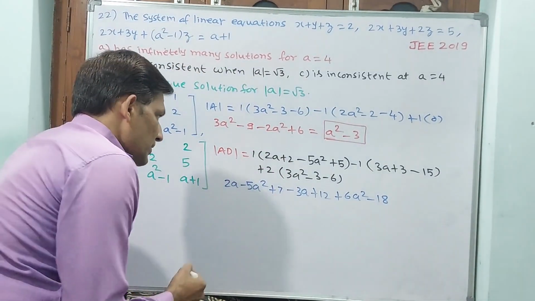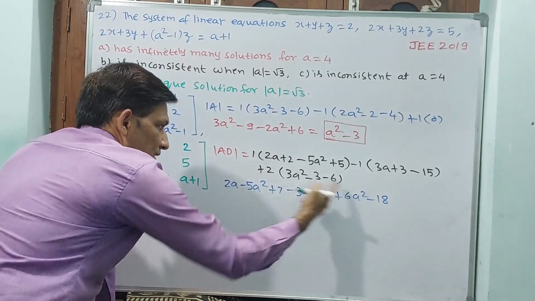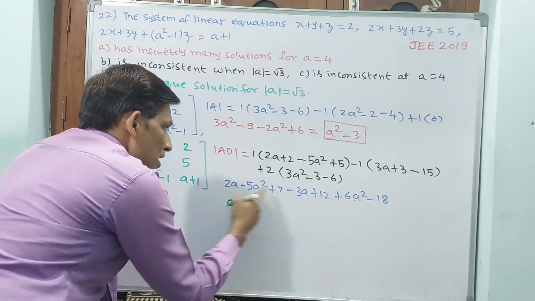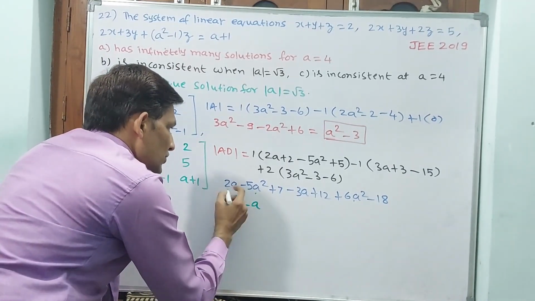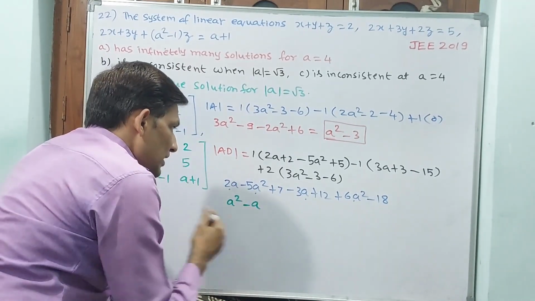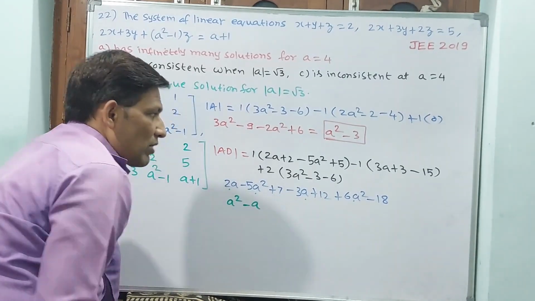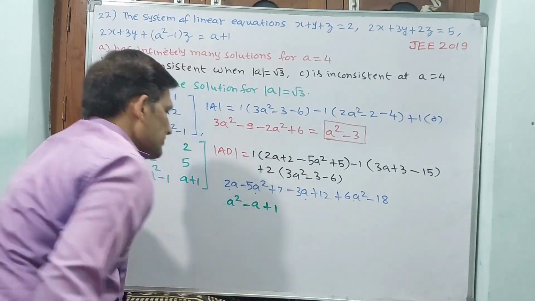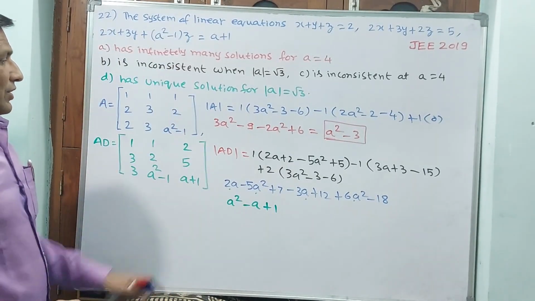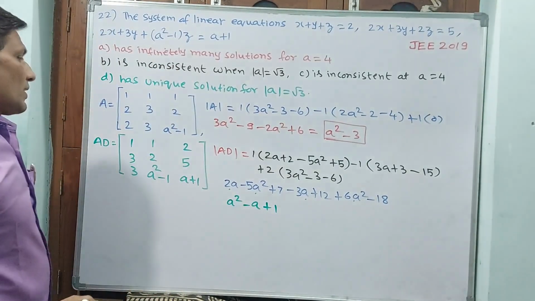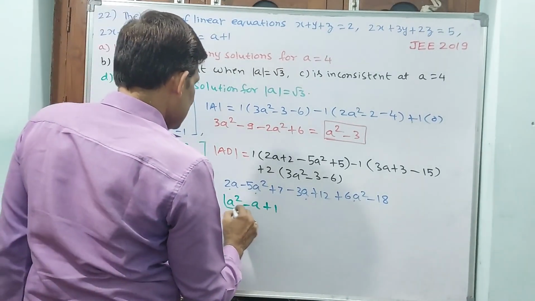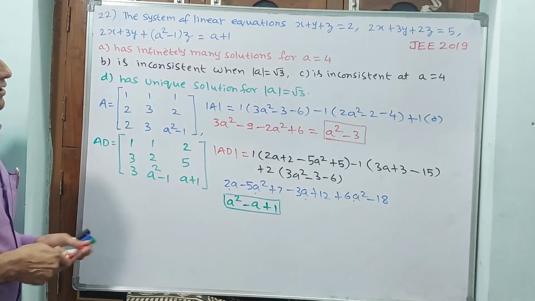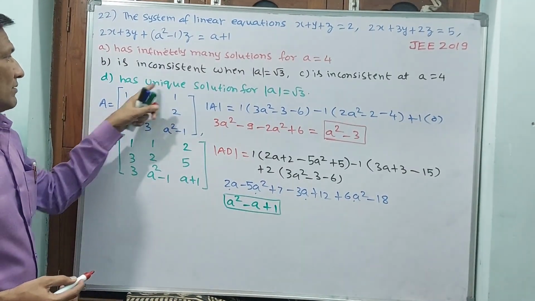Okay, now see 6a square minus 5a square. A square will come, these two. 2a minus 3a, minus a will come, these two over. And you see 7 plus 12, 19 minus 18 plus 1. Okay? See, this is this one. Okay? Now this also you box it. Now you go for this one.